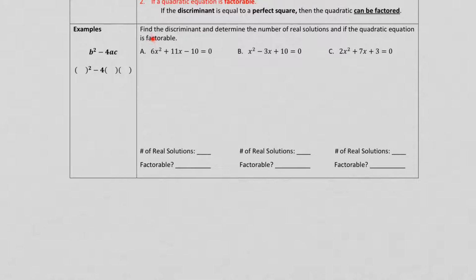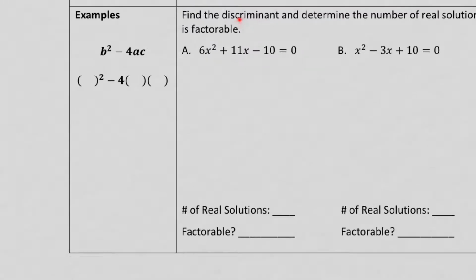Okay, so in this case, we want to find the discriminant and determine the number of real solutions and if the quadratic equation can be factored. So with that, let's focus on example A. Again, the discriminant is basically just a number that you can find. You can find it by evaluating b squared minus 4ac.